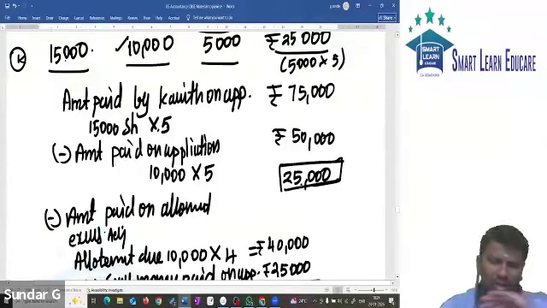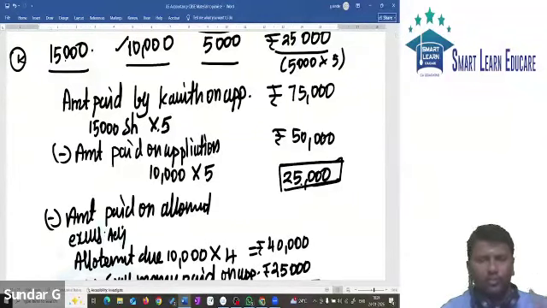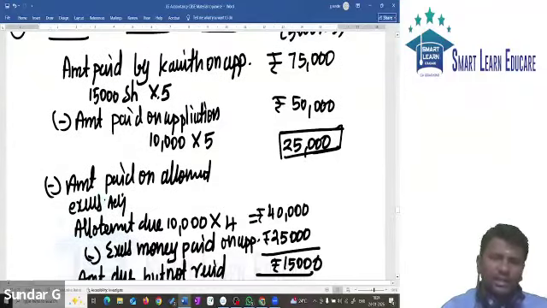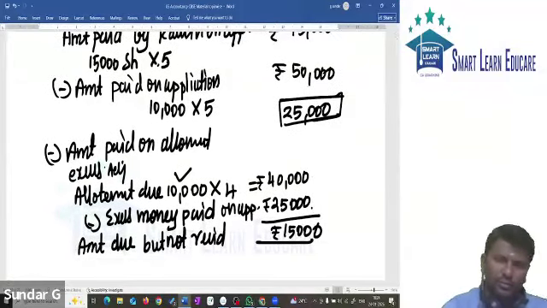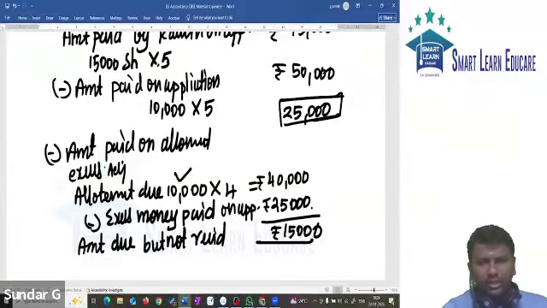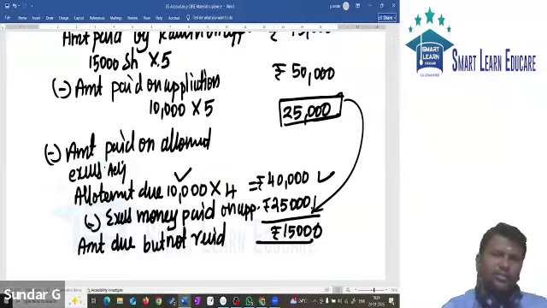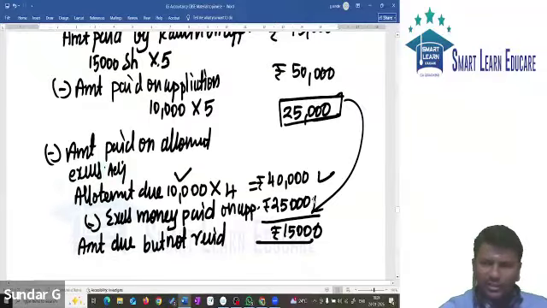Once application is over, we need to proceed with allotment. He is allotted only how many shares? 10,000 shares. On 10,000 shares he has to pay how much? 4 rupees. So 10,000 into 4 gives 40,000. But he has already paid 25,000. 40 minus 25 gives the net amount not received, 15,000.